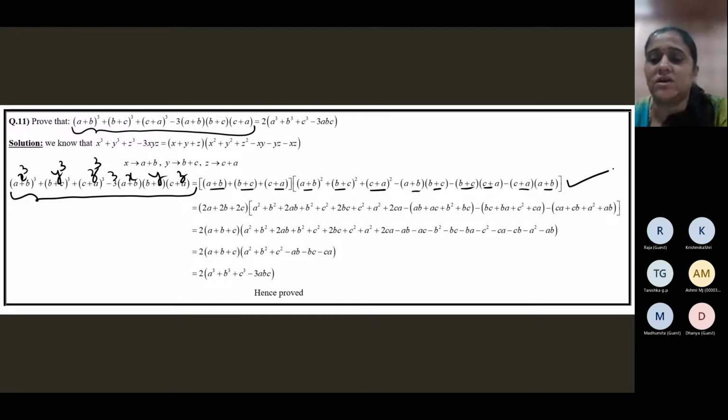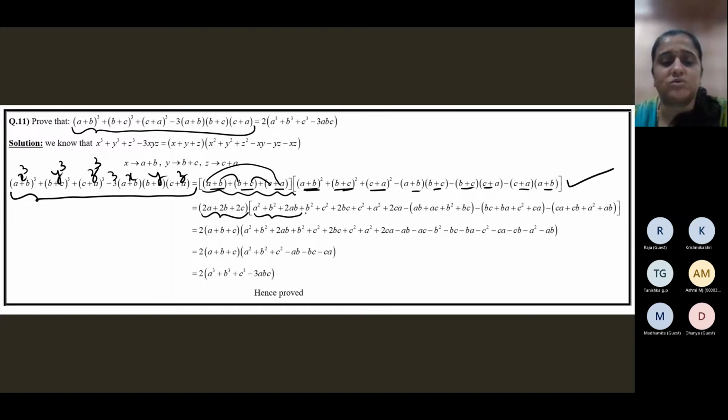Once you write this, what are we doing next? Open the bracket. A plus b, b plus c, c plus a. So you'll get 2a, 2b, and 2c. And then here a plus b the whole square, expand 3 terms. B plus c the whole square, expand 3 terms. C plus a the whole square, expand 3 terms. Then here you'll have to multiply a into b, ab, a into c, ac, b into b, b square, b into c, bc. That's what is happening here.